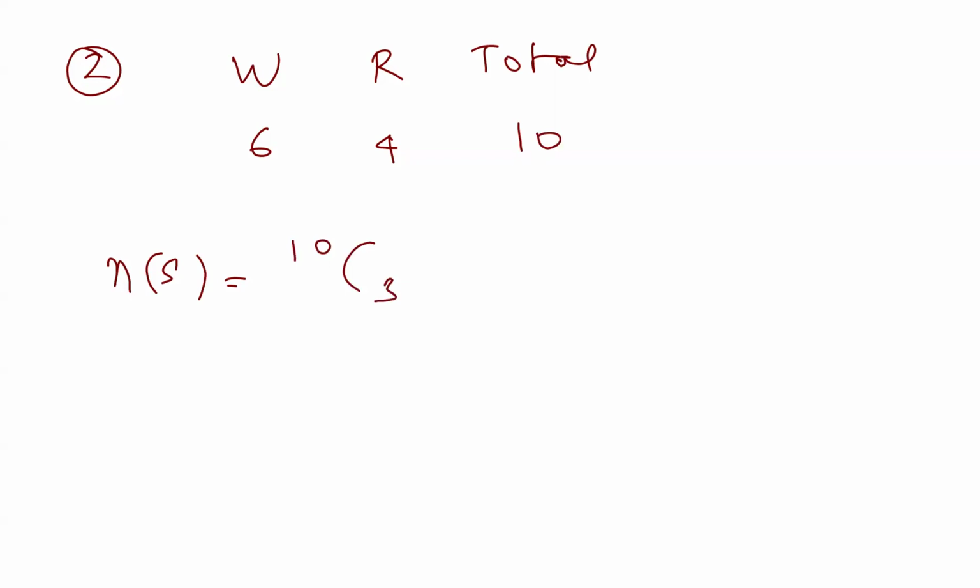Second question. Basically we are supposed to find the probability of getting 3 white balls in a draw of 3 balls from a box containing 6 white and 4 red balls. In the exam, you can write down the full form, white and red, entirely. So in a draw of 3 balls, the total is 10. n of S, sorry, total is 10. Out of 10, we are supposed to pull out 3. So 10C3. If more than one object is drawn at a time, we can use combination.